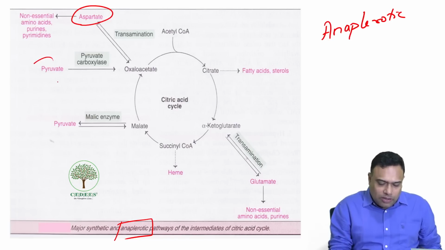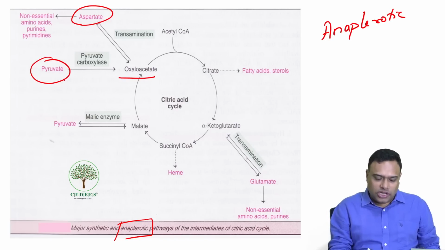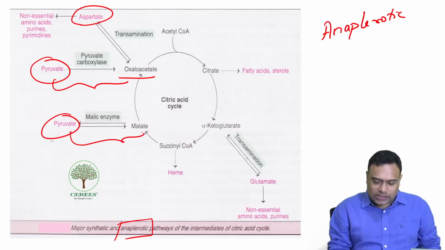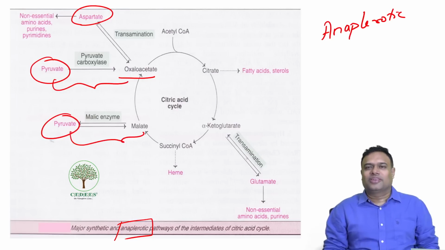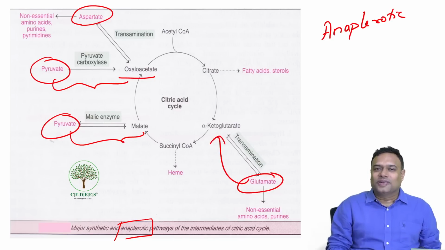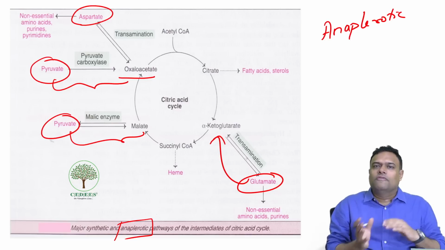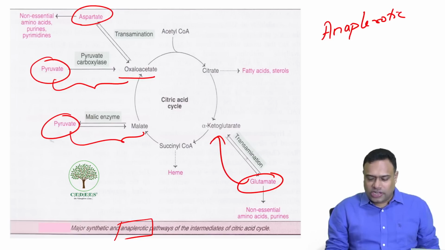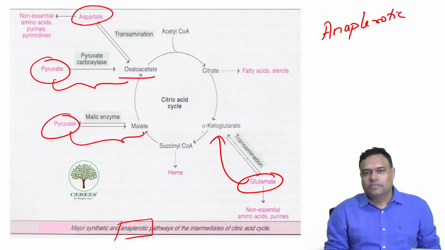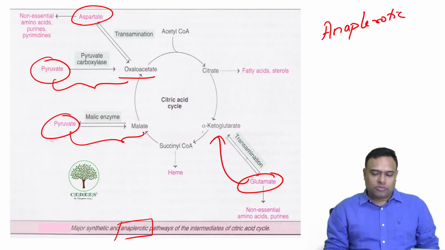Like for example, pyruvate is acted upon by pyruvate carboxylase and forms oxaloacetate. So this is an anaplerotic reaction. Pyruvate is acted upon by malic enzyme to form malate. This is an anaplerotic reaction. Glutamate can be converted to alpha ketoglutarate, either with the help of a transamination or with the help of glutamate dehydrogenase. It can form alpha ketoglutarate, right? So this is how, my dear students, your citric acid cycle should be understood here.